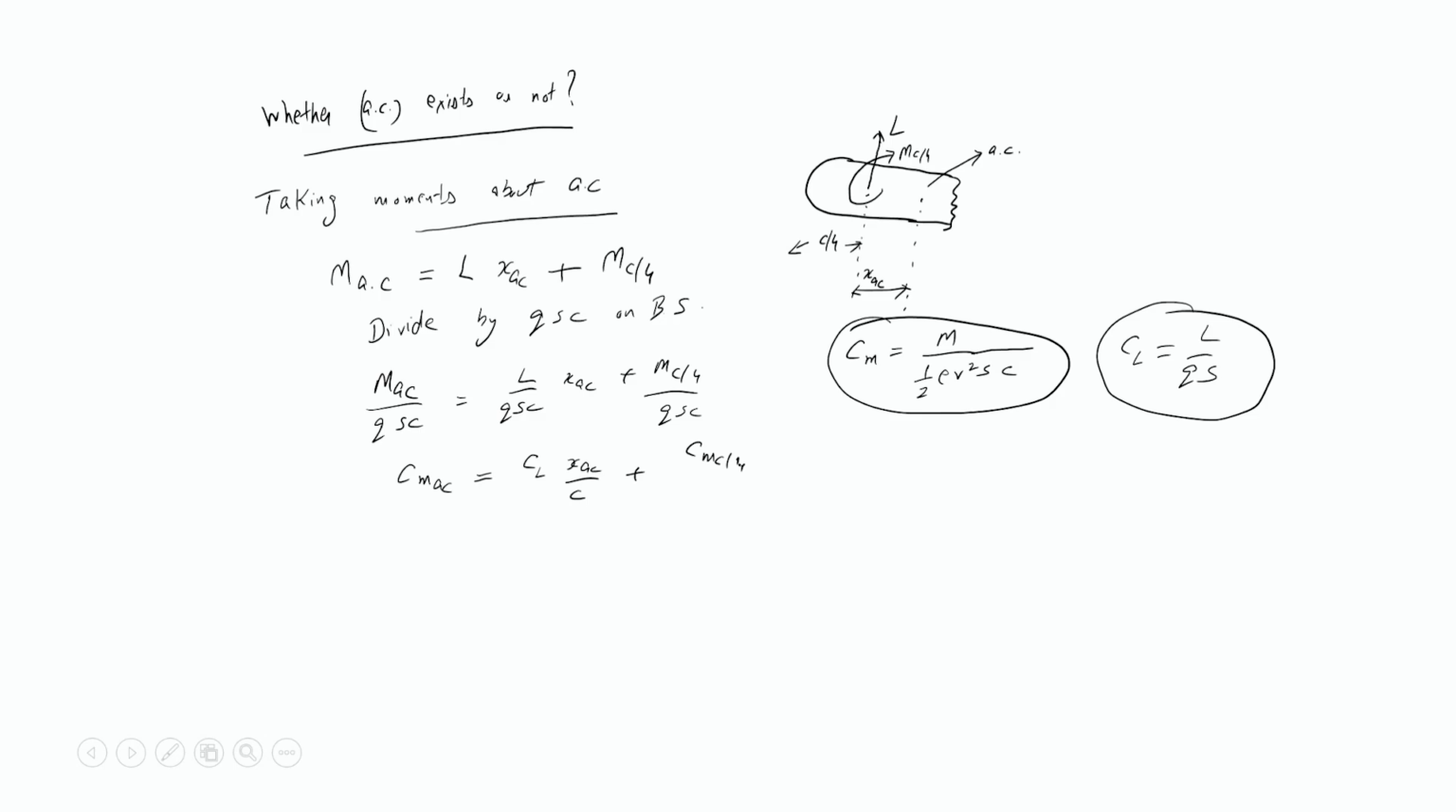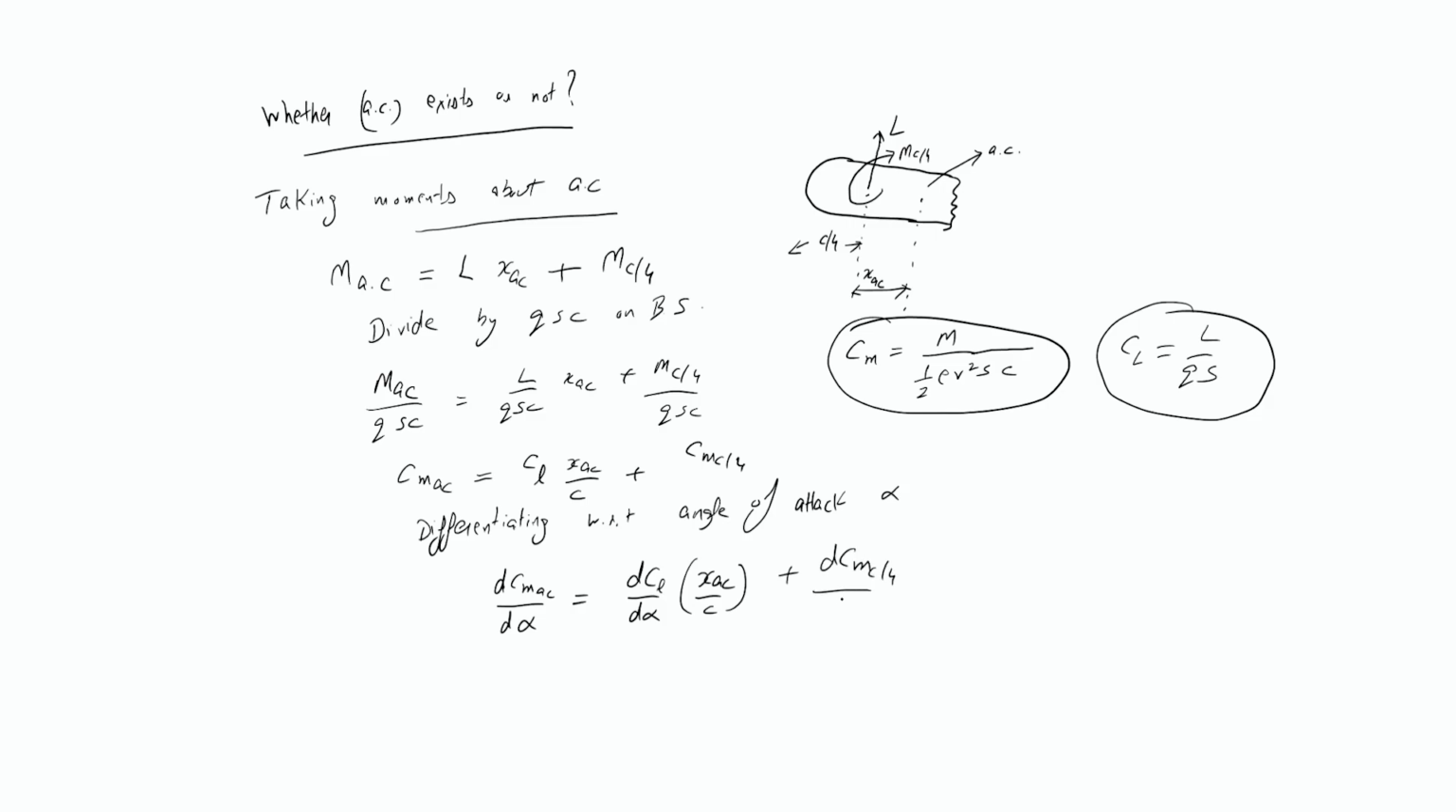Okay. Now remember why we are doing this exercise. We wanted to know the variation of the moment coefficient with respect to angle of attack, and whether this point exists or not. So to know the variation with angle of attack, we have to differentiate this equation with respect to the angle of attack, alpha. So now I can write this as dC_M,AC by d alpha. Here we have dCL by d alpha times x_ac by c, plus dC_M,c/4 by d alpha.